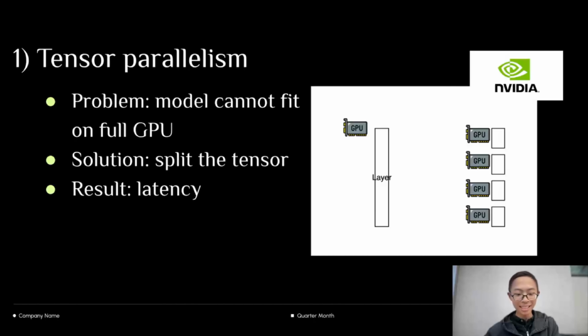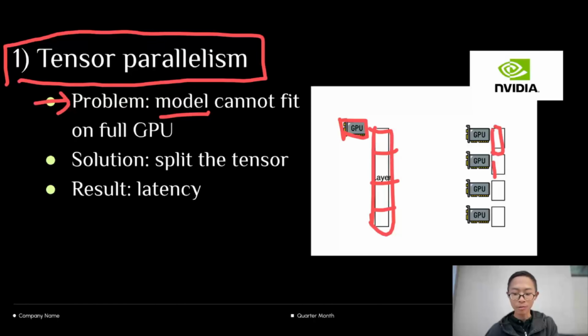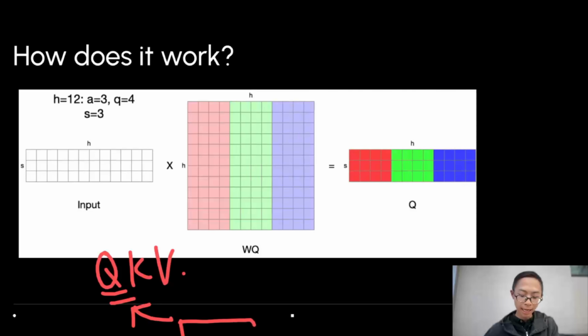The first technique is tensor parallelism. The idea is very simple. The problem it solves is that one model cannot fit on a GPU. So we just split this model into, say, 3 or 4 shards. This will let each GPU load one shard. But how does it work mathematically? Don't worry. To calculate QKV, we need the input X multiplied by the weight matrix WQ to get Q. So what does WQ look like?